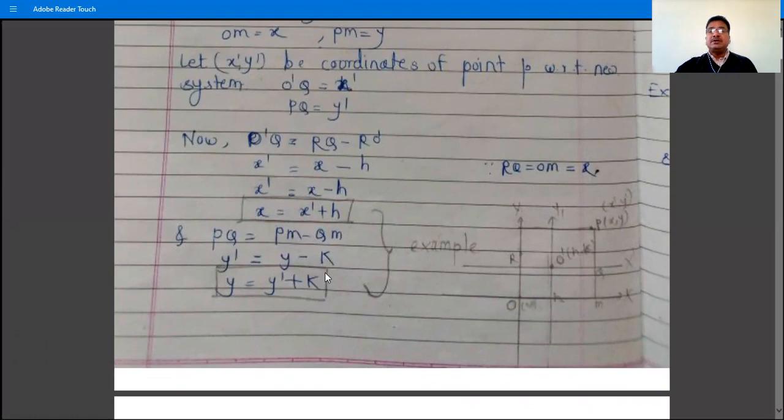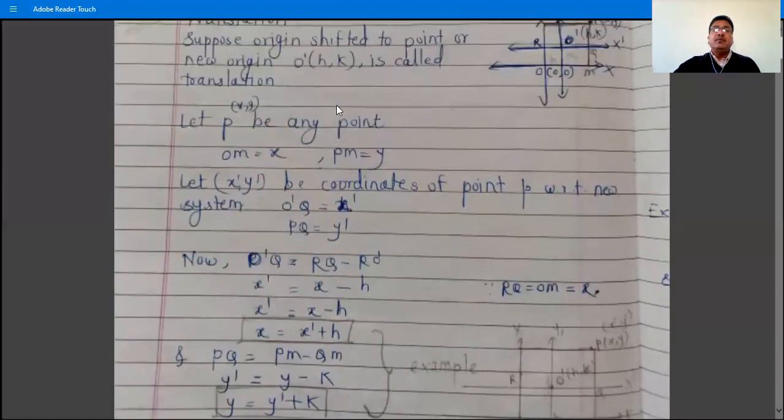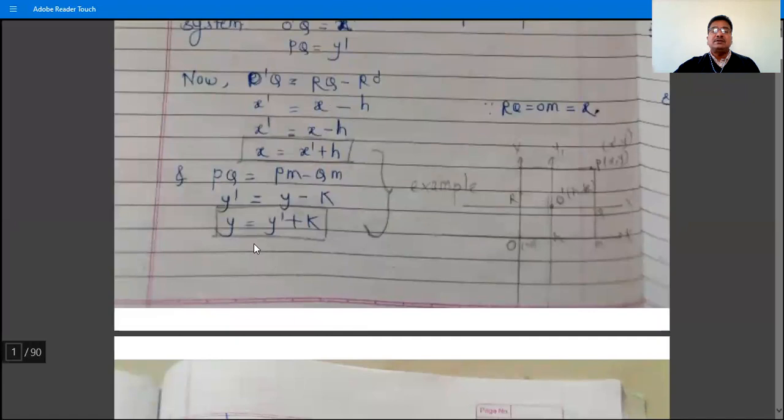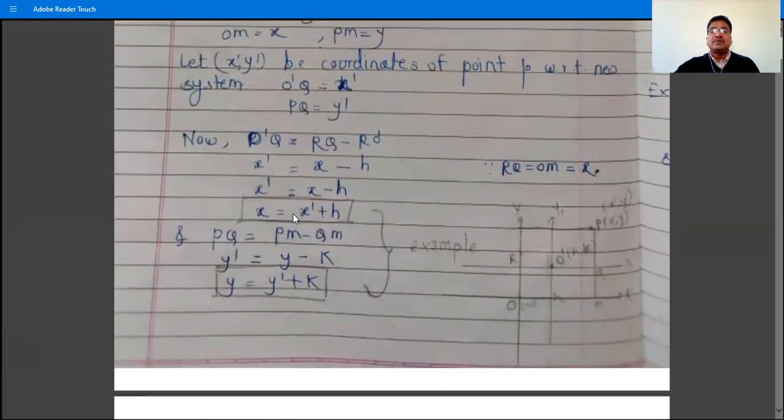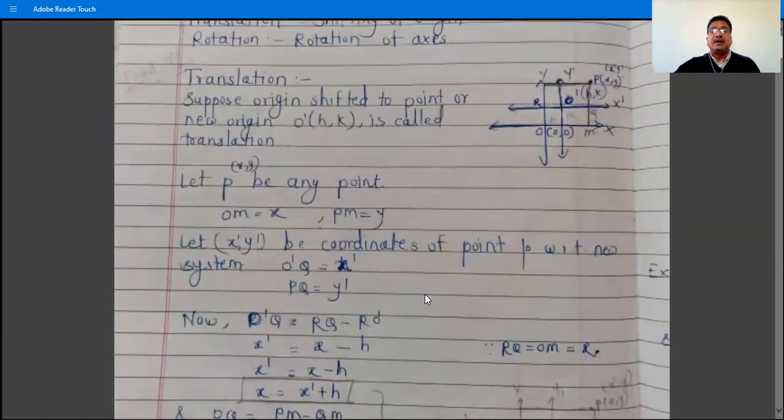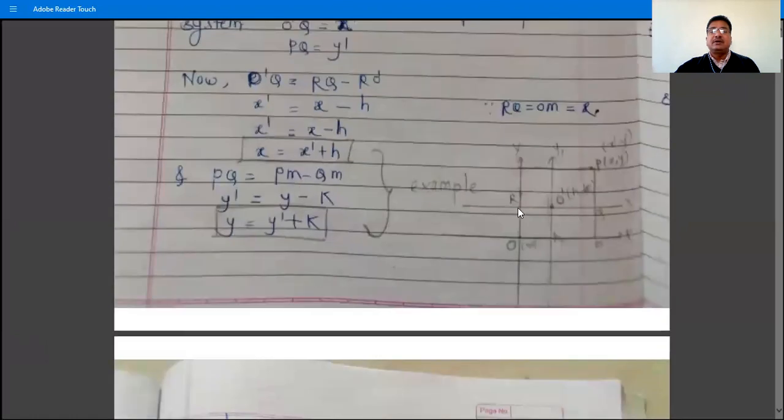So if we shift the origin to the new point HK, then the coordinates of the points change. X is X dash plus H, and Y is equal to Y dash plus K. What are H and K? H and K are the coordinates of the new origin, and X dash and Y dash are the coordinates of the same point with respect to the new system. This proof is not so important, but remember these two formulas: X is equal to X dash plus H, and Y is equal to Y dash plus K.